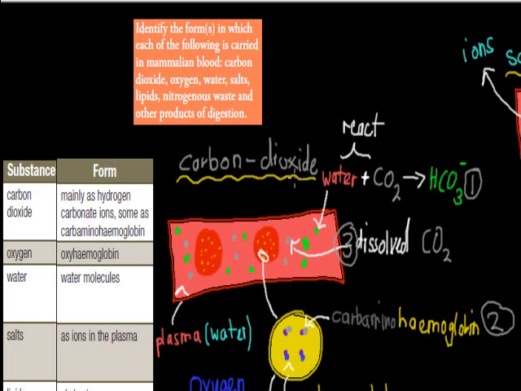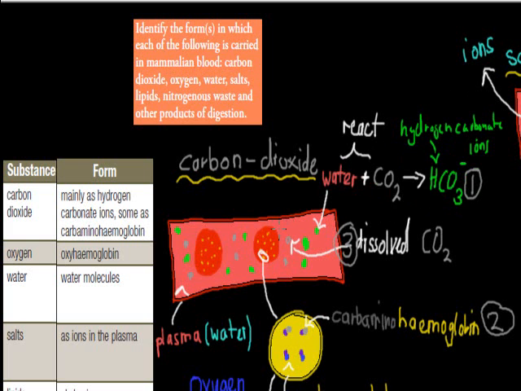The first one is carbon dioxide, and it travels in one of 3 ways, either as something called hydrogen carbonate ions. I've given it number 1 because the majority of CO2 travels as these hydrogen carbonate ions. Remember, that's when water in plasma reacts with carbon dioxide, they form these hydrogen carbonate ions. And that's the number 1 way for CO2 to travel.